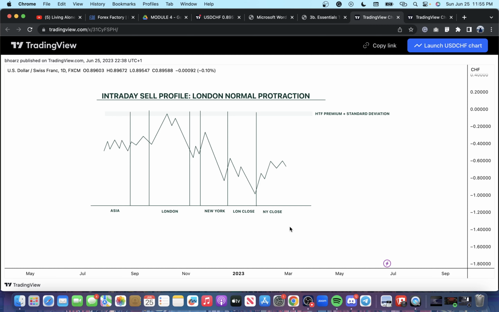So we have two main profiles for the London session. We have the London normal protraction and we have the London delayed protraction. With the normal London protraction, we have our classic judas swing. The judas swing is essentially the false move from the session open, which sucks in retail to chase price in the opposing direction to daily sentiment or daily bias. Then the market creates the high of the day once it runs up into a level of premium, reverses, and runs lower, starting the profit release phase going into London close. This is the classic London normal protraction.